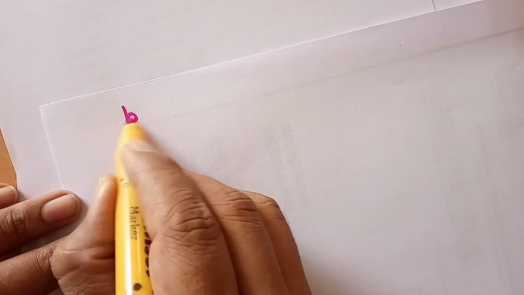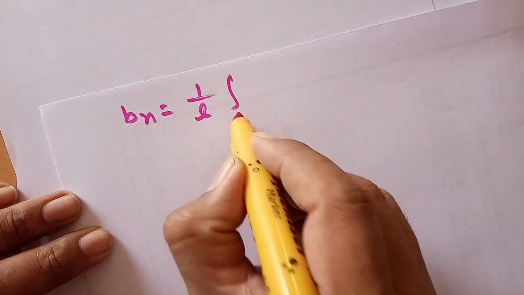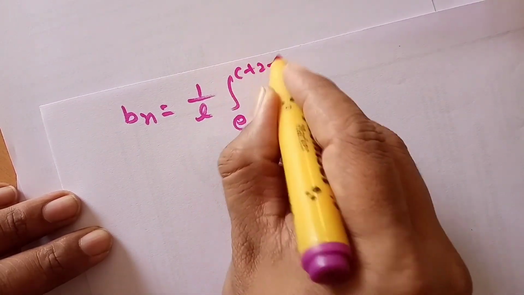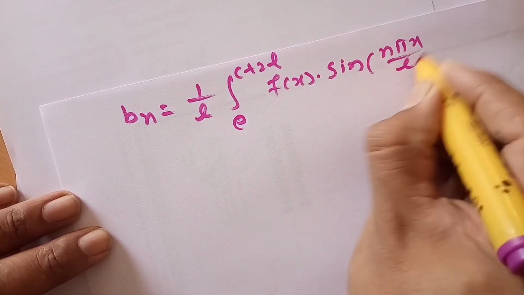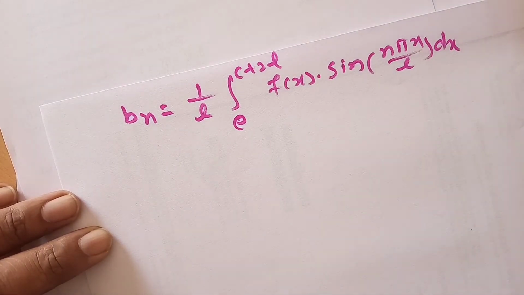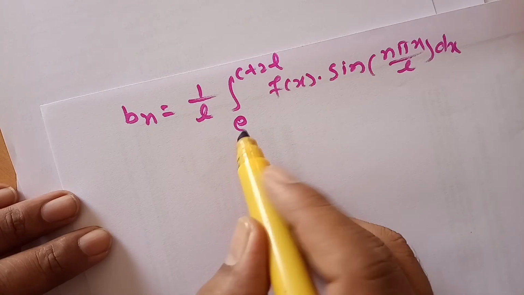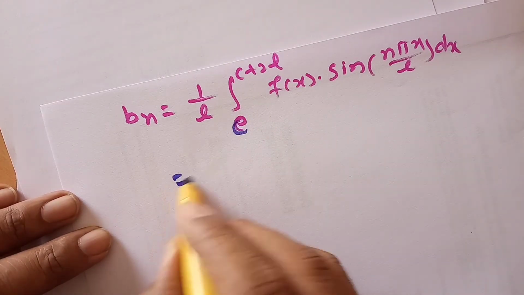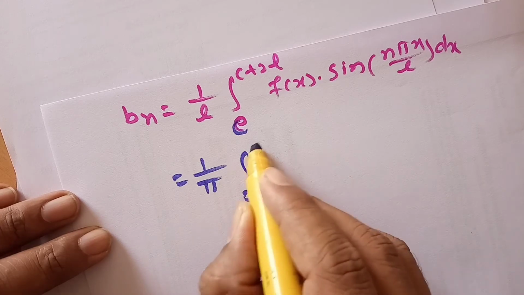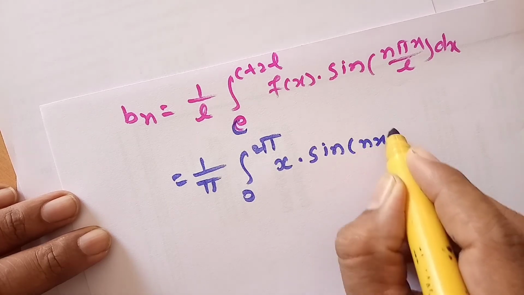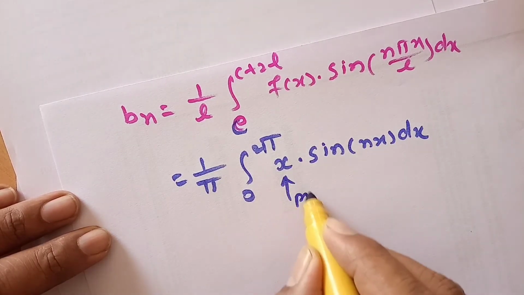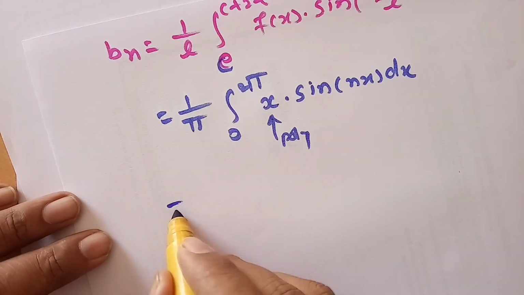Now we will find out our bn. What is the formula for bn? bn equals 1 divided by L, integration from c to c plus 2L of f of x into sine of n pi x divided by L into dx. As per the given problem, our L is pi and our range is 0 to 2 pi. So 1 upon pi, 0 to 2 pi, f of x is x, into sine of nx into dx. Again, this is a polynomial function. I will use our formula to find the integration.